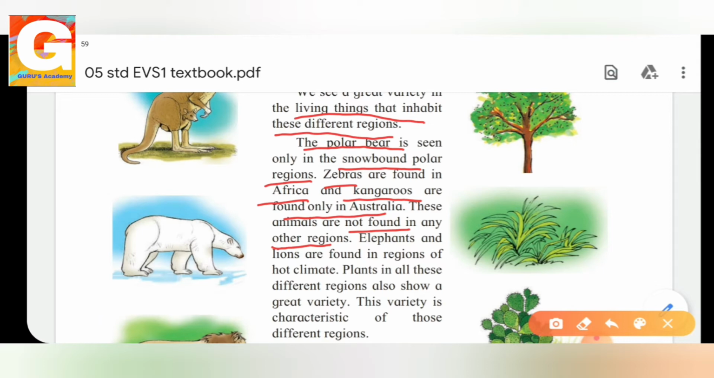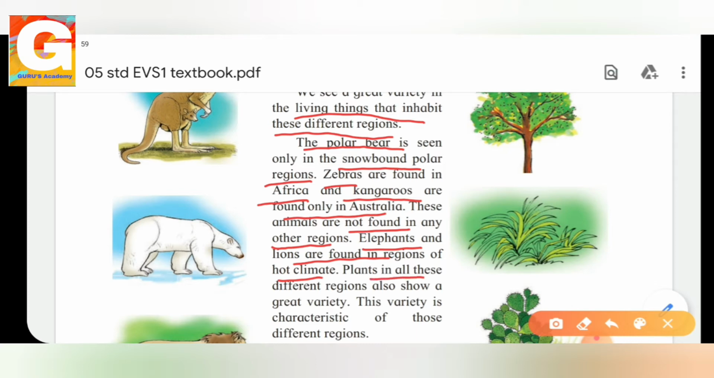And we have seen that some regions are hot, some regions are cold, some regions have lots of water while some regions don't have water. Then elephants and lions are found in regions of hot climate. Yes, they can survive in hot climates. Elephants can't live in snowbound polar regions because it's very cold. So elephants can survive in hot climates, and so can lions.